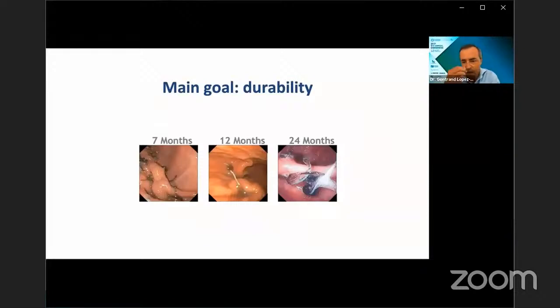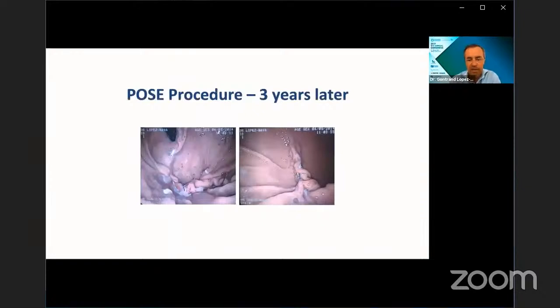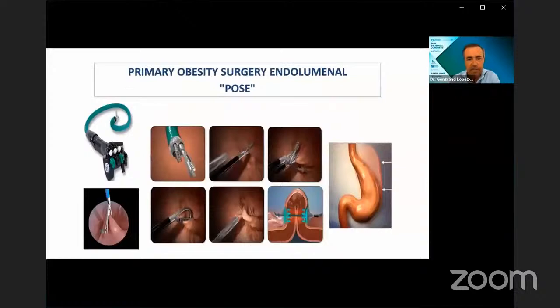Here you can see how plications can be in place at 24 months. Here are pictures of plications inside at 3 years. And this is the way we do it. POSE stands for Primary Obesity Surgery Endoluminal. And this is everything included in the procedure, and I'm going to try to break down and explain each of the parts.